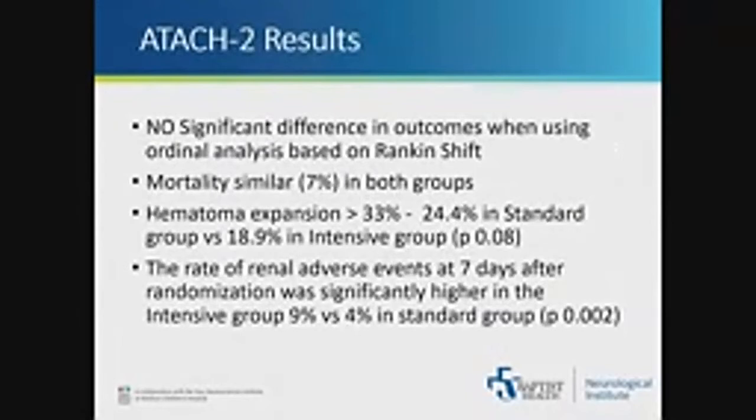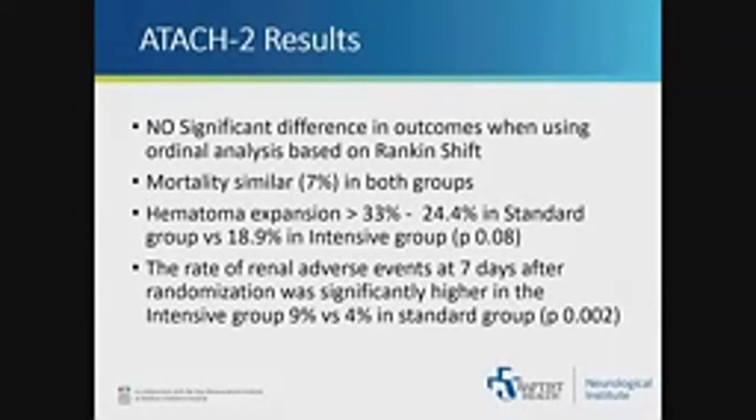Okay, so no significant difference when using the ordinal analysis based on the Rankin shift. The mortality was similar in both groups, but the hematoma expansion greater than 33% was just a little bit higher in the ones that we allowed to go up to 180. So 24% in the standard blood pressure group as opposed to 18.9% in the intensive blood pressure group.